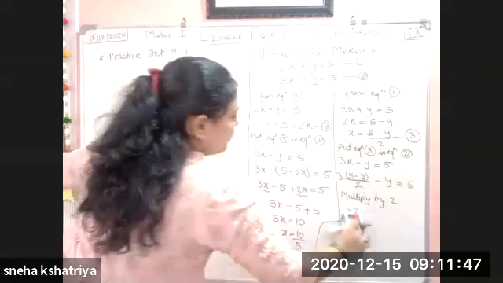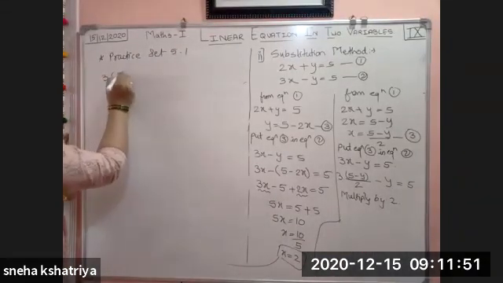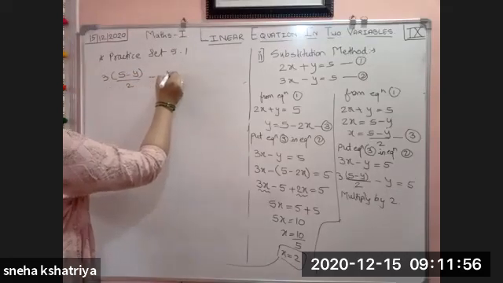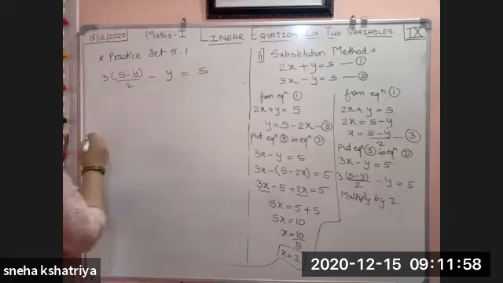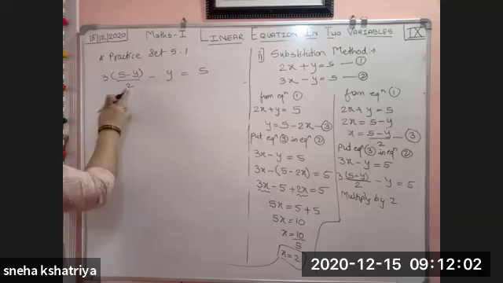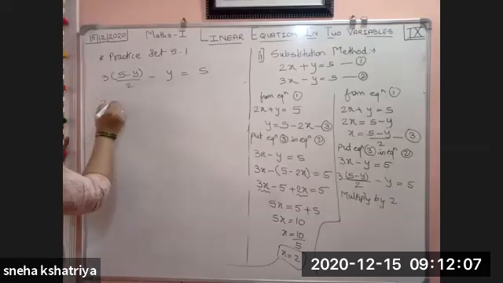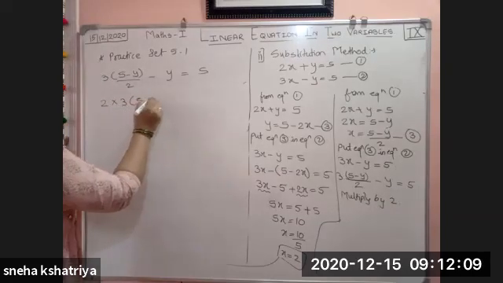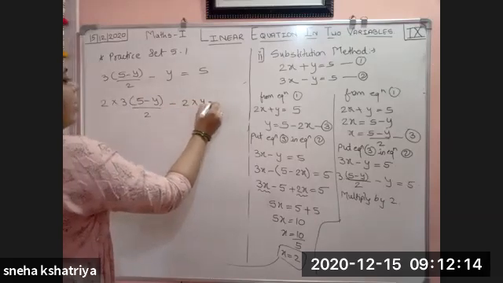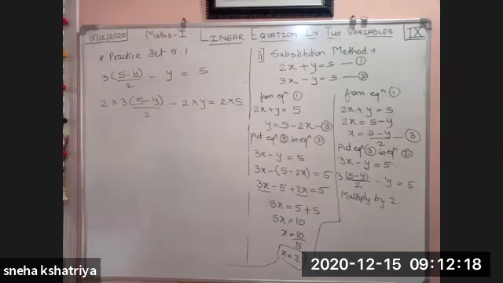Okay. This equation after multiplying by 2, I am going to write here: 3(5 − y)/2 − y = 5. Okay, this is the equation. Here I am going to use the step of multiplying by 2, because I have to remove this 2. For that purpose, we are going to multiply. So 2 into 3(5 − y)/2 minus 2 into y is equal to 2 into 5. To the complete equation, we are going to multiply by 2.